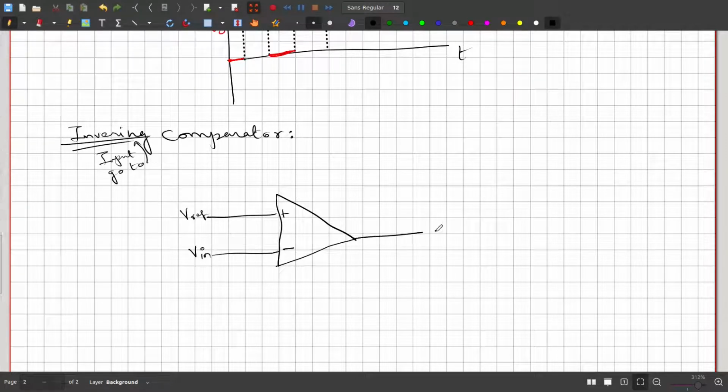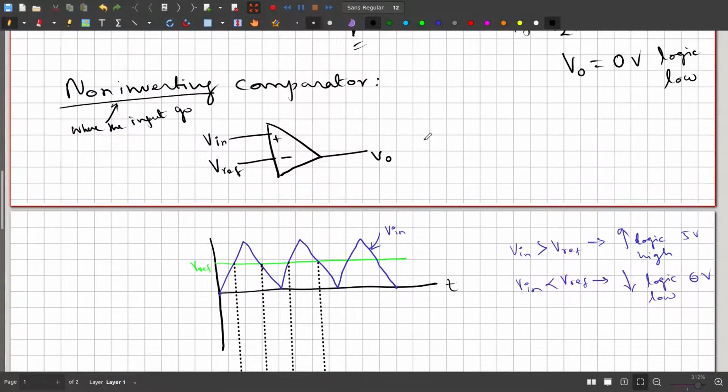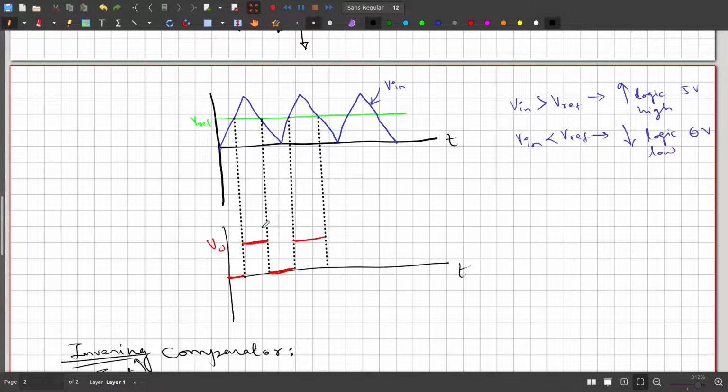Here we have the V input, and here we have the output. This is plus VCC, and this is ground. It should be grounded in both cases. Here also it should go to plus VCC, and this should be grounded. Then only it will go to the 0 level, this level.